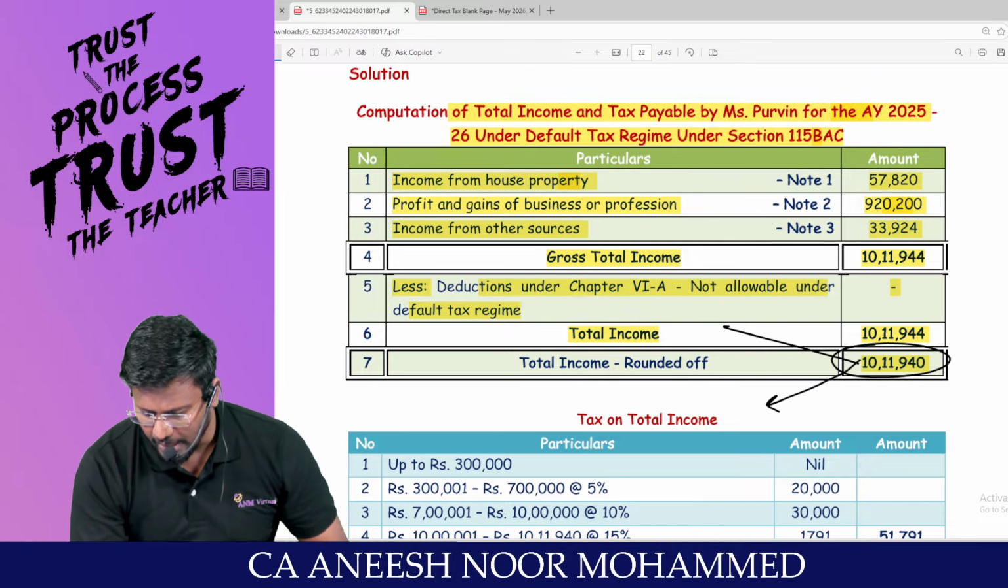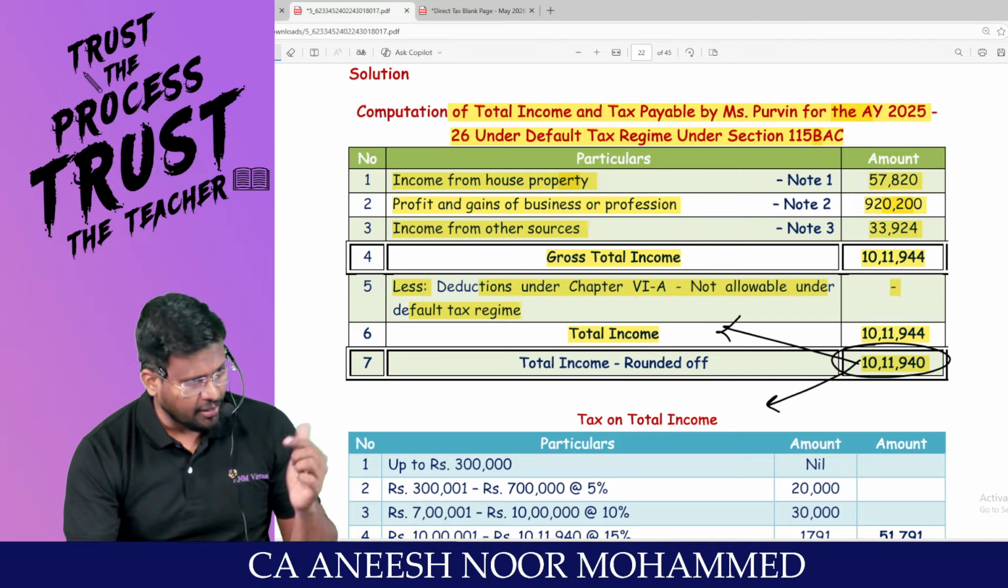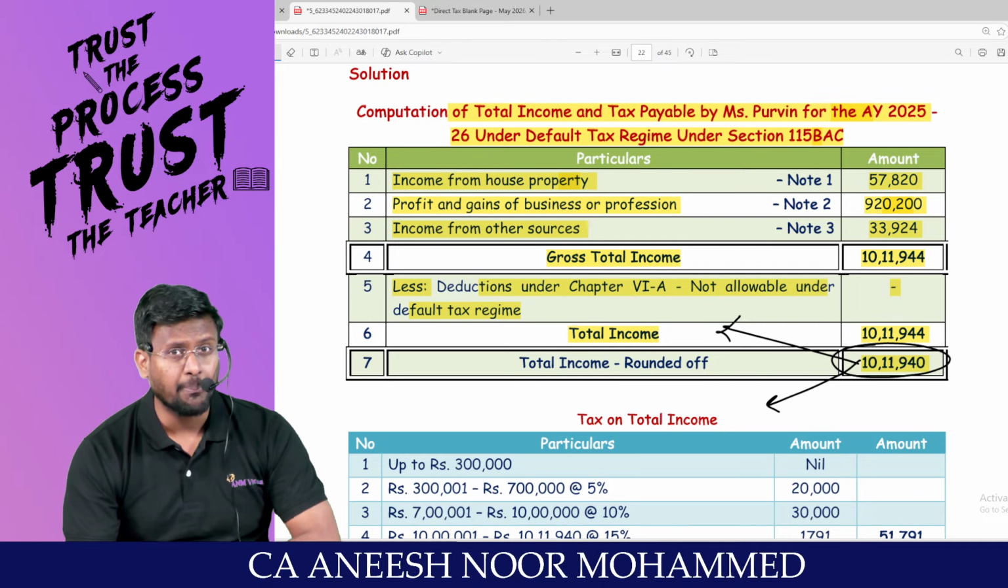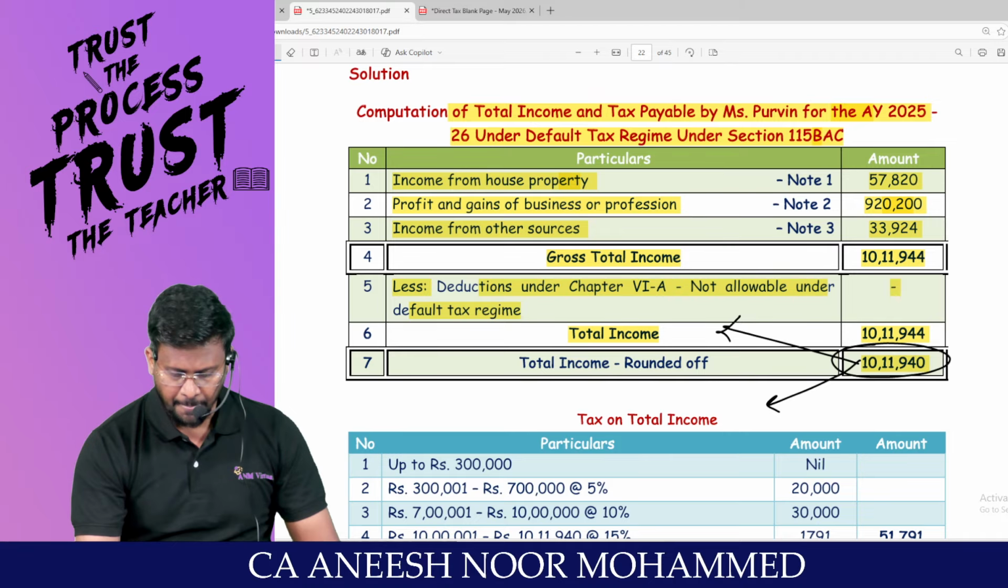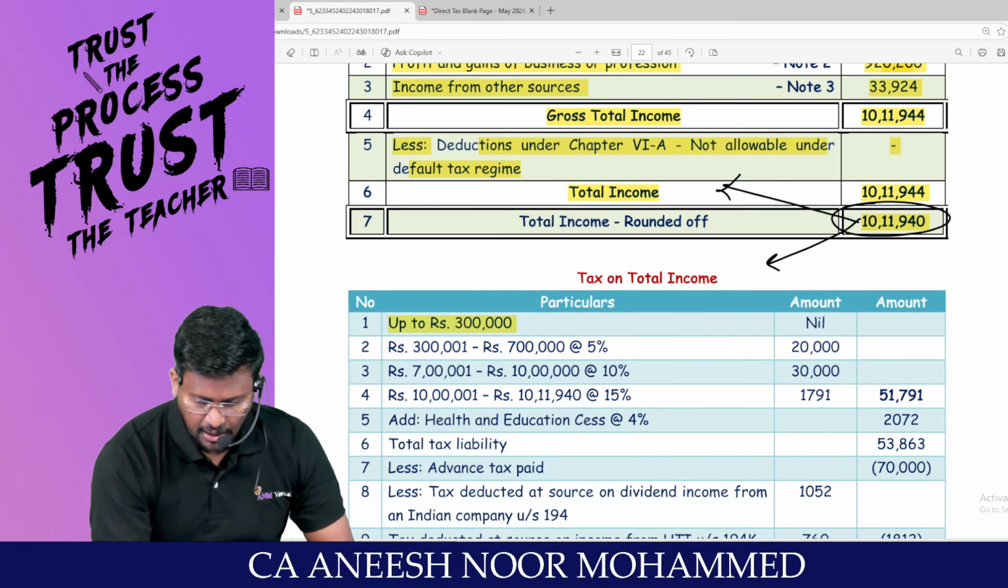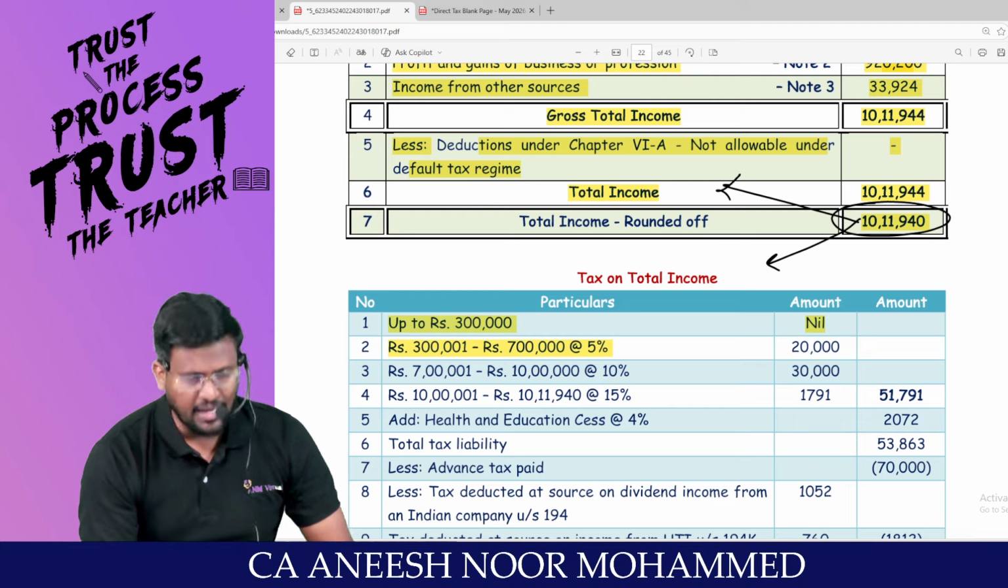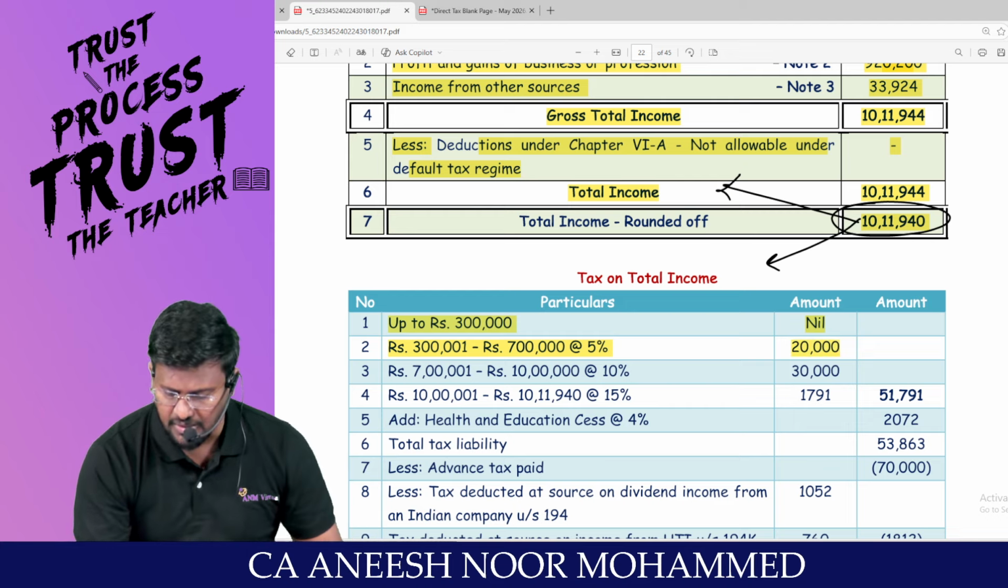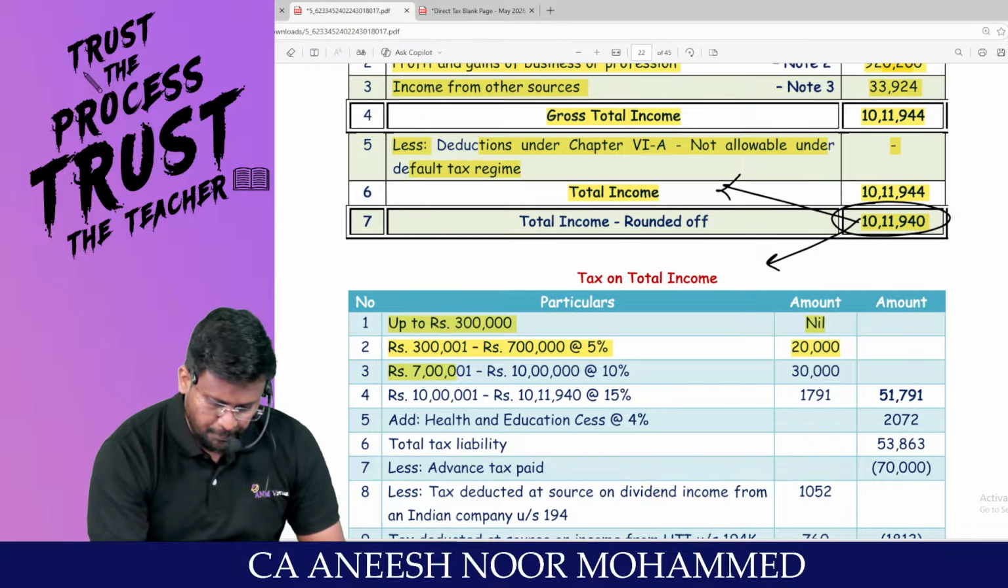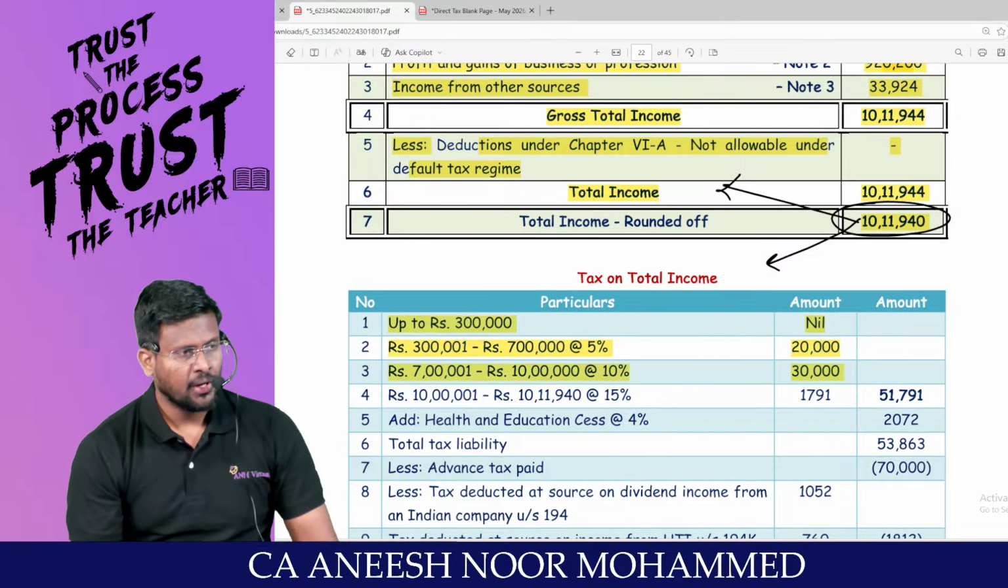As we all know that, sir, in default tax regime, we are having up to 15 lakhs. Are you all really with me? Sir, up to 3 lakh rupees is nil. 3 lakhs to 7 lakh, for the next 4 lakh, 5%, which comes to 20,000. For the next 3 lakh, 30,000.